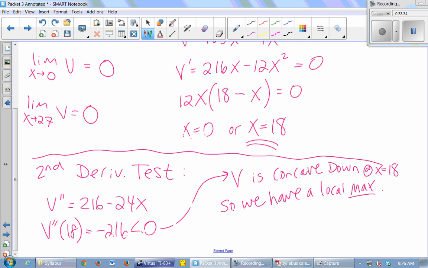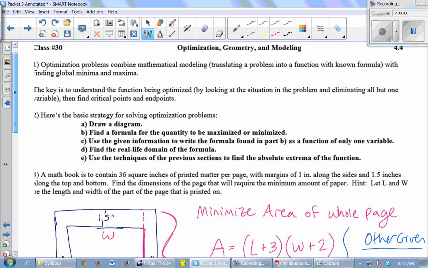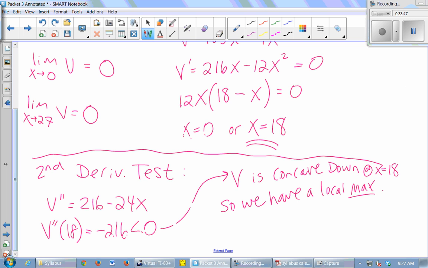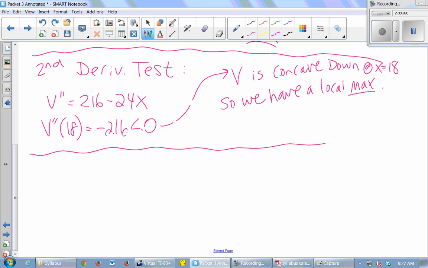All right, have we fully answered the question? What did they ask us to do? What dimensions? Find the dimensions of the box with maximum volume. Okay, so we found the x value. We just need the L value for the length of the box. So we know that 4x plus L is 108. So we could solve for L by putting in 18 for x.